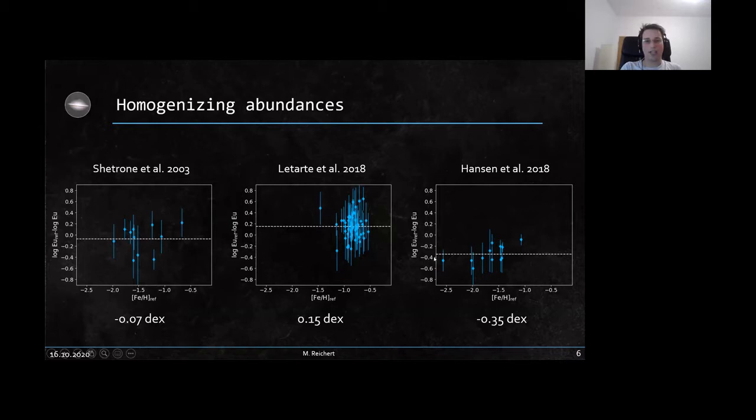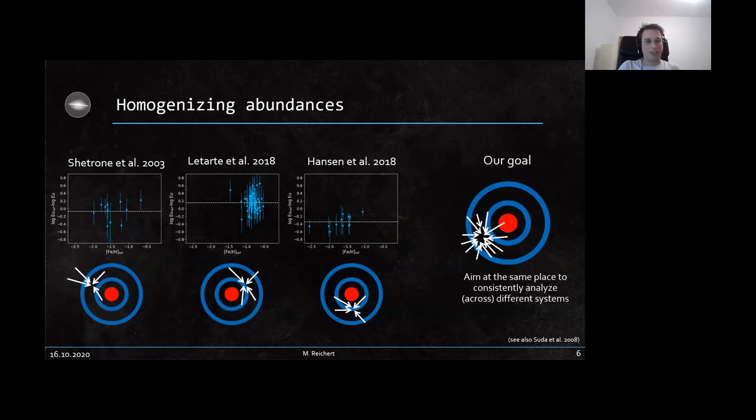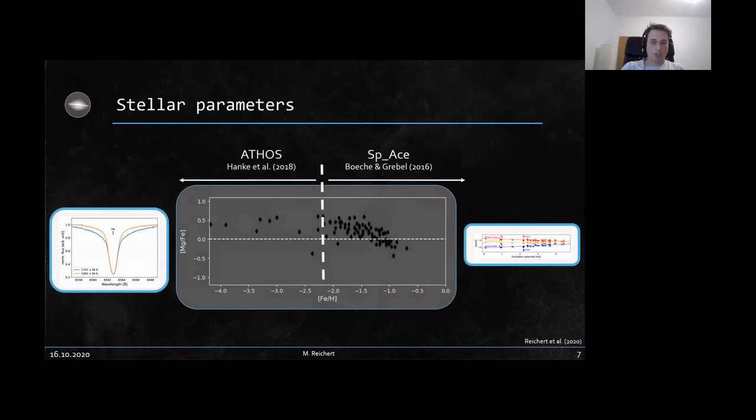In other words, every piece of literature uses its own method and determines its abundances in a certain way. And our goal was to basically take all the values and analyze them in a homogeneous way, to always hit the same place. It's apparently pretty challenging to do so, because you see here magnesium over iron in the square bracket notation, and every dot is one star. And you can see that the metallicity ranges from quite metal poor to metal rich. And it's rather difficult to find a code that can deal with the entire metallicity range.